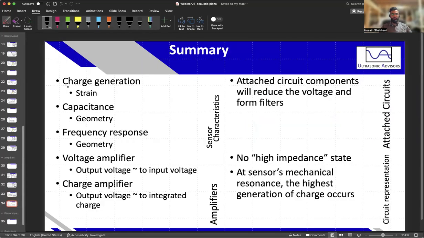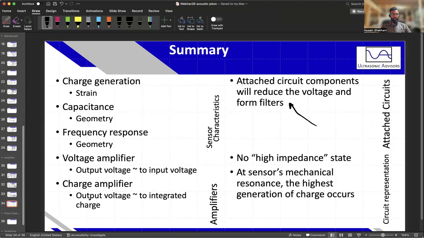So in summary, we talked about charge generation from strain, capacitance, which comes from geometry, and the frequency response, which also comes from the geometry of your transducer or your sensor. The attached circuit components will reduce the voltage and form filters, and also there's a huge susceptibility to noise from the environment. So the voltage amplifier converts voltage to voltage, basically. It decreases impedance, so it's less susceptible to noise.